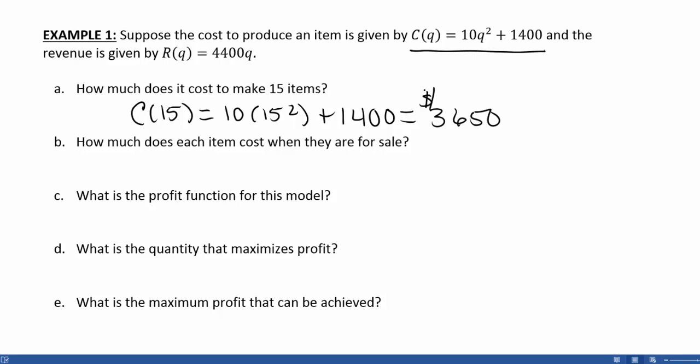So when we talk about cost and revenue and profit, we're always talking about money. So we're always going to talk about this in terms of dollars. So $3,650 is how much it costs us to produce 15 items.